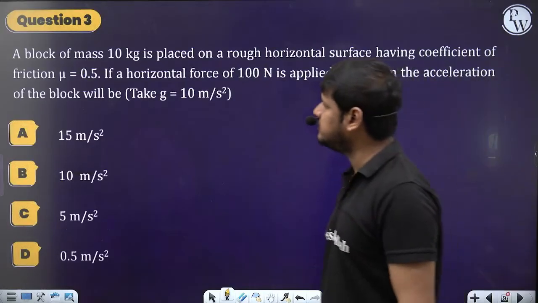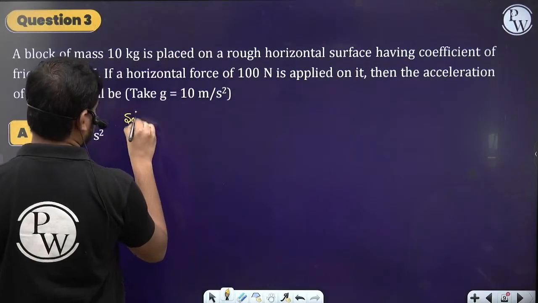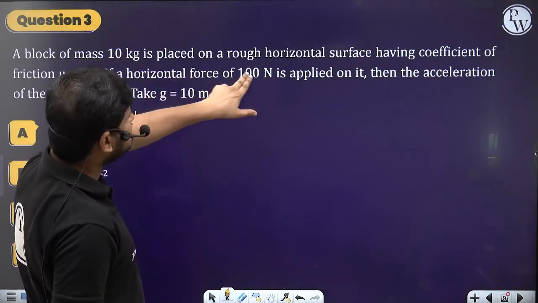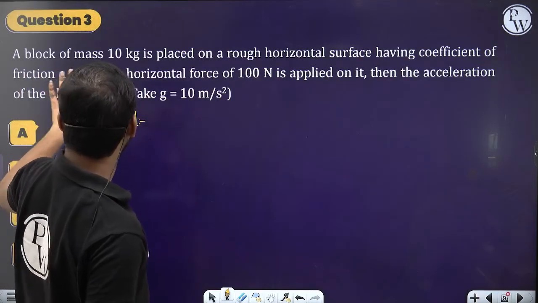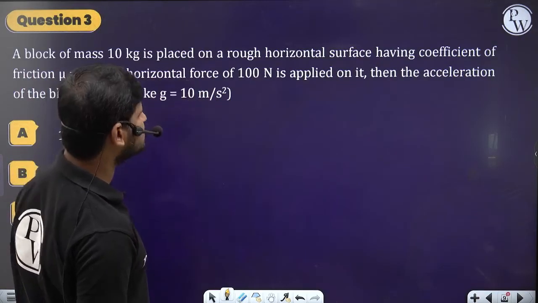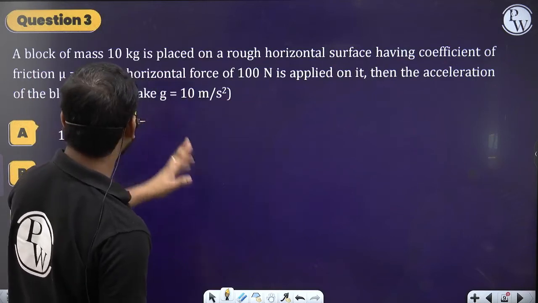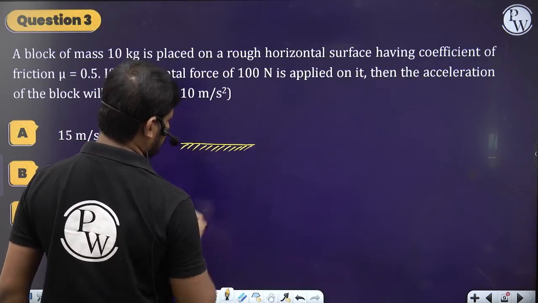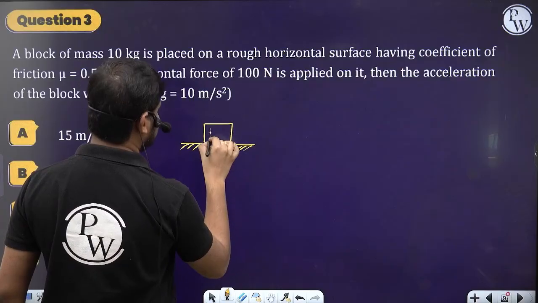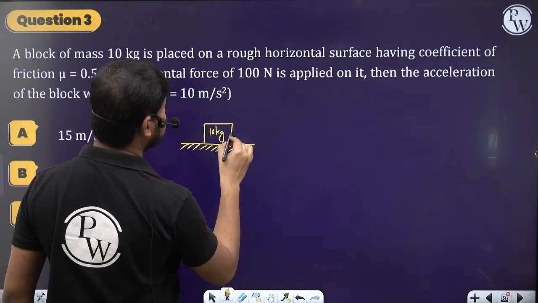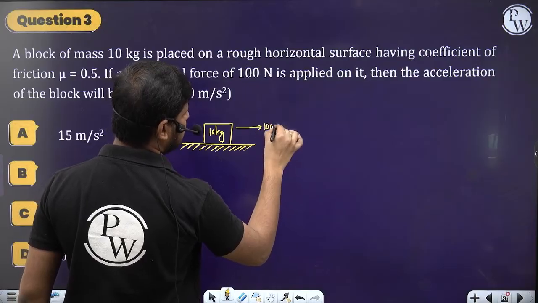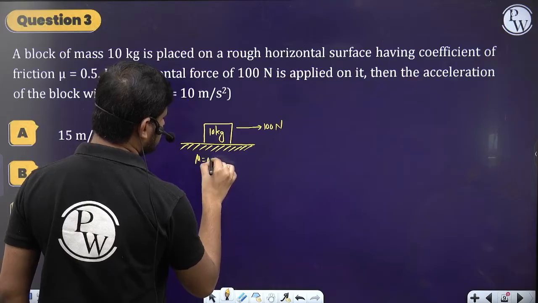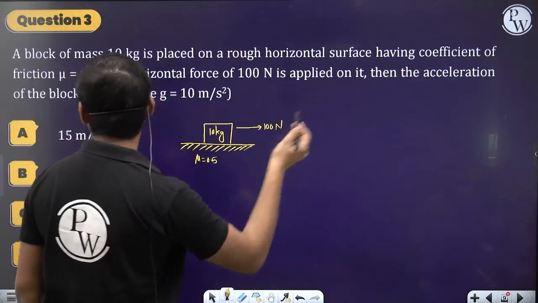The next question, question number 3. A block of mass 10 kg is placed on a rough horizontal surface having coefficient of friction mu 0.5. If the horizontal force 100 newtons is applied on it, then the acceleration of the block will be, see here. So this is the block surface, and here is a 10 kg block which is placed on it. So 100 newtons force is acted, let's suppose this side, right? And the coefficient of friction mu is given here, so this is 0.5. So they are saying find the acceleration of the block.